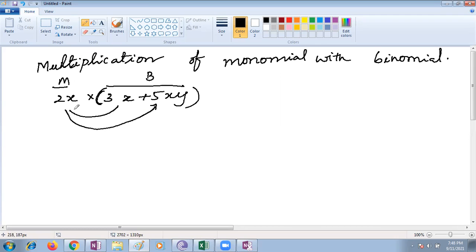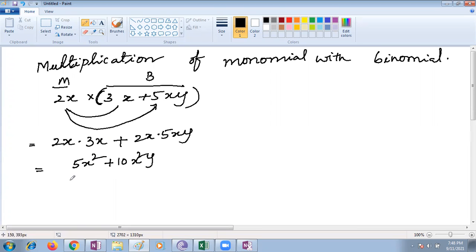Yes, distributive property. 2x into 3x, and then 2x into 5xy. 6x square plus 10x square y. Very good. 5x square plus 10x square y. Very good. So it is 15x to the power 4 y.